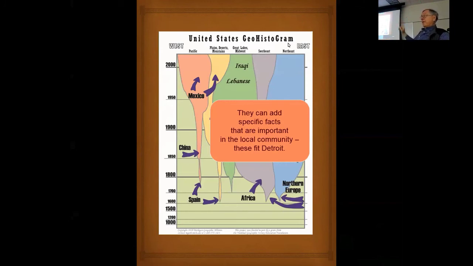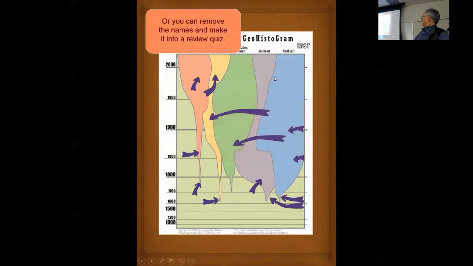You know, when you want to do that, you could put the Dutch groups coming to Michigan on here. I will remind you one more time that one cool thing is to turn it into a review quiz. At any time, you can put something on there and say, what is this? And why do you think so? And you point at a particular arrow and say, what was going on, you know?